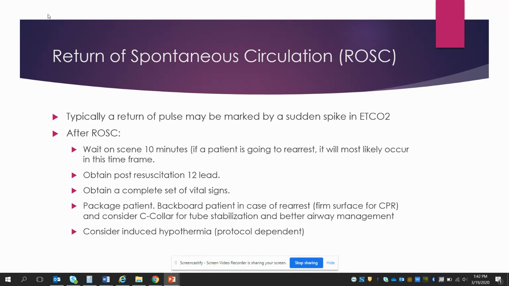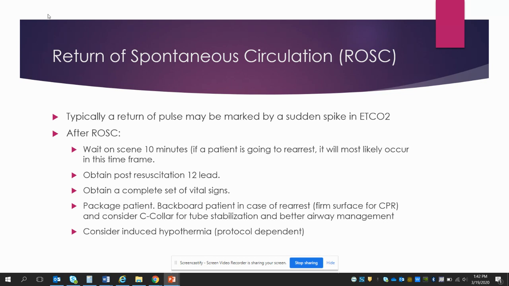So they stop compressions, we've got a pulse, and now what? Okay, ideally we want to wait on scene for at least 10 minutes, okay? And I know that's a little bit different than maybe what your textbook tells you to do, but on a national and a state level, we want to wait on scene for 10 minutes, because most of the time, historically, if the patient is going to rearrest, it will happen within those 10 minutes. And that way we're still on scene.